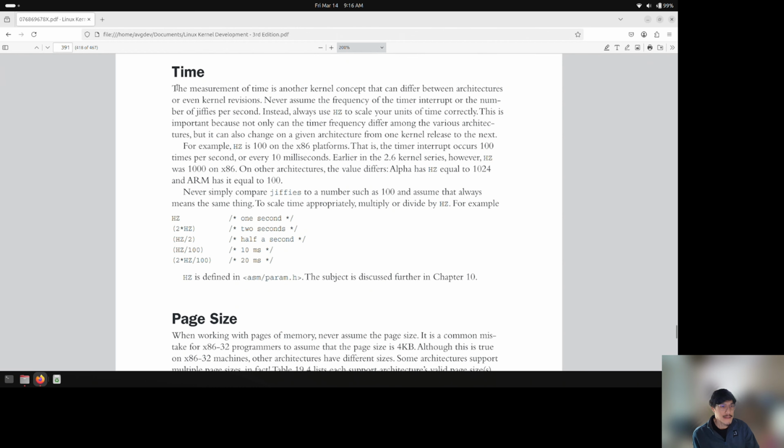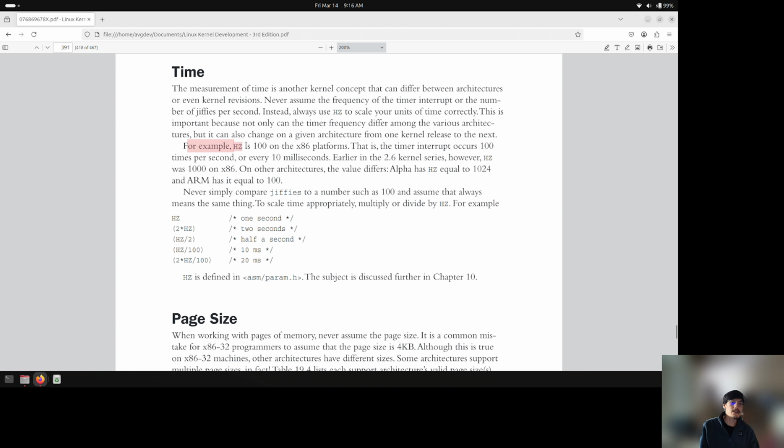Okay, so the measurement of time is another kernel concept that can differ between architectures or even kernel revisions. Never assume the frequency of the timer interrupt or the number of jiffies per second. Instead, always use HZ to scale your units of time correctly. This is important because not only can the timer frequency differ among the various architectures, but it can also change on a given architecture from one kernel release to the next.